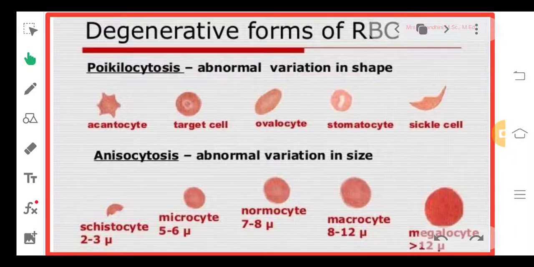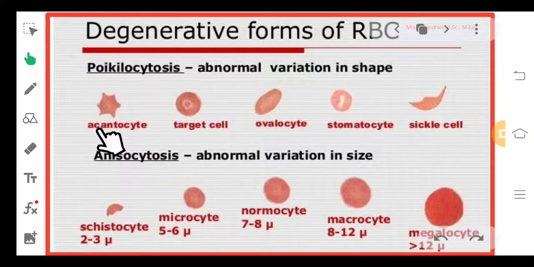Next, degenerative forms of RBCs. This is poikilocytosis, anisocytosis. These are abnormal forms of RBCs, with variation in shape depending upon shape abnormality. It is divided into these categories.